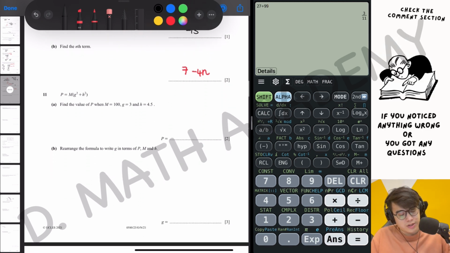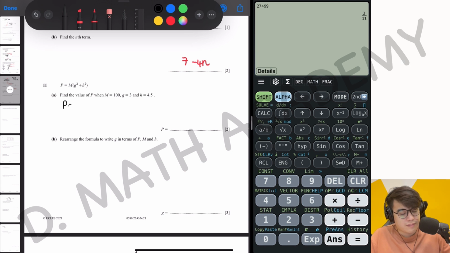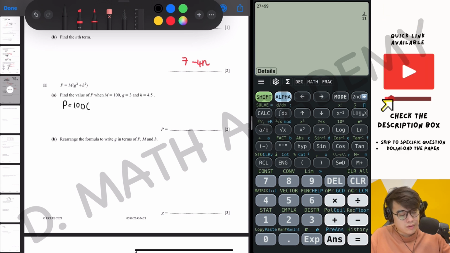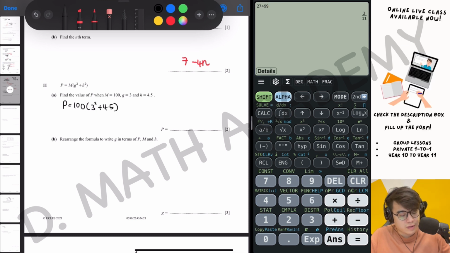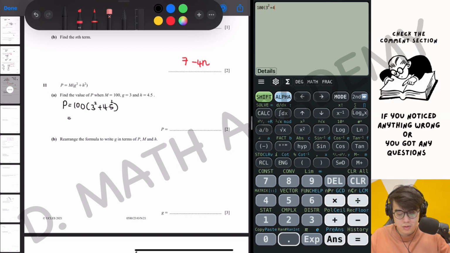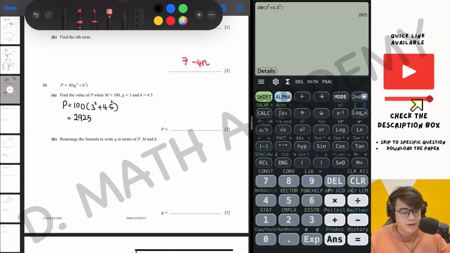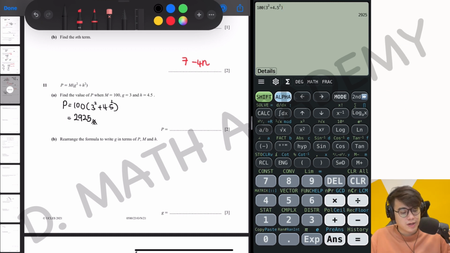Moving on to question 11. Okay, find P when our M is 100. Our G is 3 square plus 4.5 square. Okay, let's sum it up. You will get your answer as 2925 at the end. Okay, so that's how you get your results here.